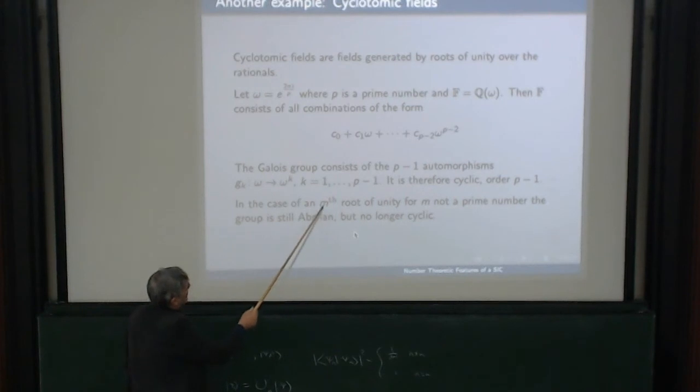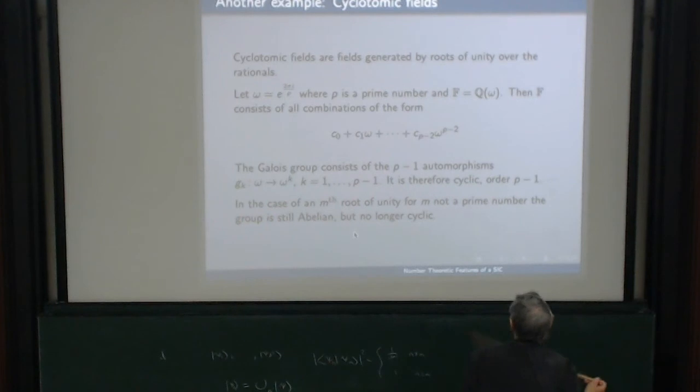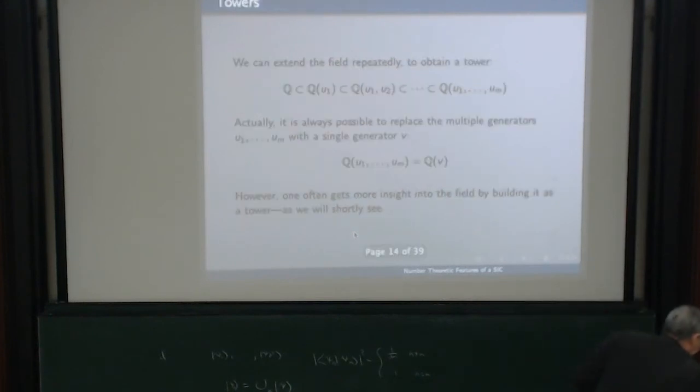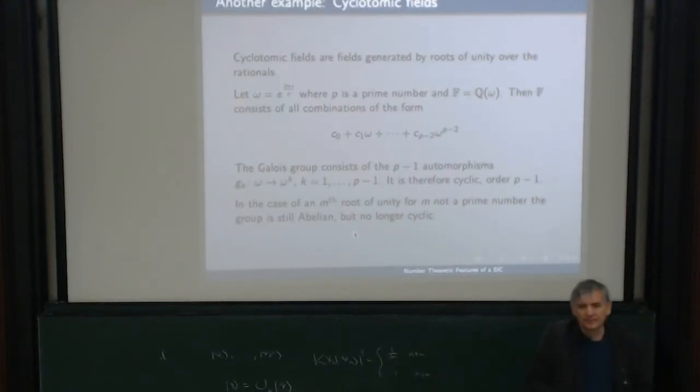If we take a root of unity where n is not a prime number, we're still talking about an abelian Galois group, but it's no longer cyclic. Because if you take, for example, cube roots of unity, the basic equation is omega cubed equals 1, but that factorizes into omega minus 1 times 1 plus omega plus omega squared, the minimal polynomial.